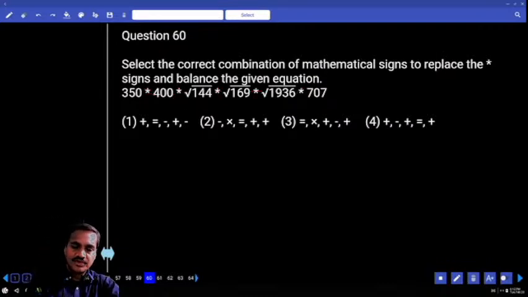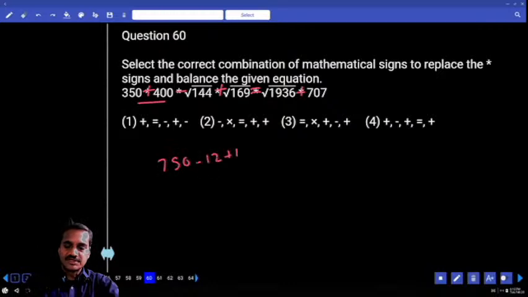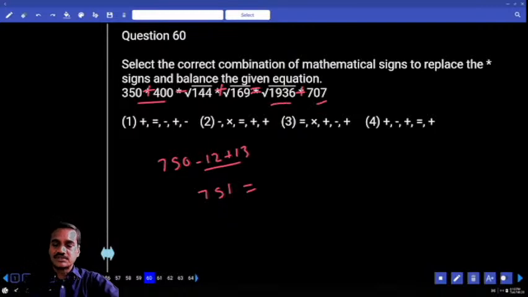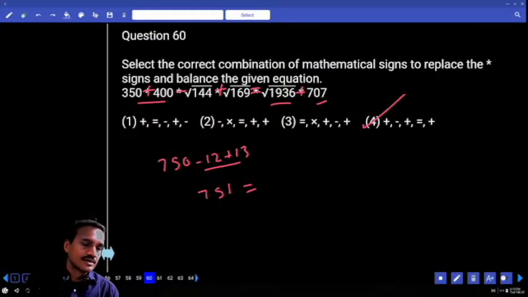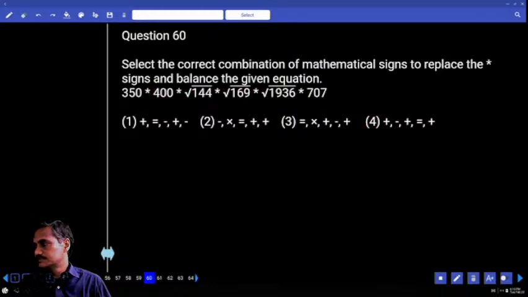Now this is 350 plus 400 and minus. And next one, this is plus, equals to 44 and plus. Then 350 plus 400, 750. Minus 12 plus 13. That means 751. Now 751 equals to 44 plus 707. 44 plus 707, 751. Hence choice 4 for question number 60. Clear? Now this is about paper number 17, CGL Tier-II. And next is quant. Clear?